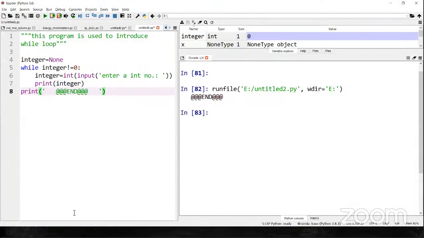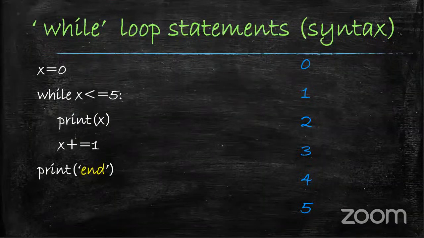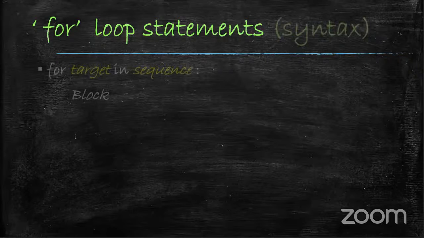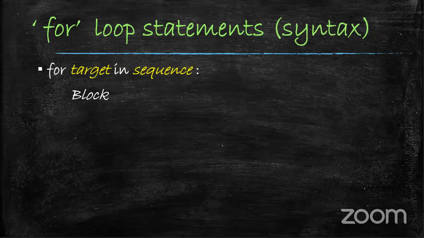Okay, we'll write that one later. Now we'll go to the next loop called the for loop. So how is the for loop written? For loop is a definite loop. So you have to provide the set where the for loop is going to execute. So the code of the for loop is like this: for target in sequence, colon, and the block which will get executed. Now what is a target?